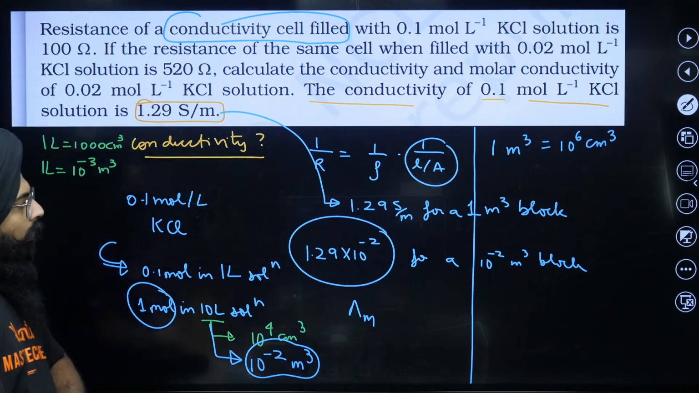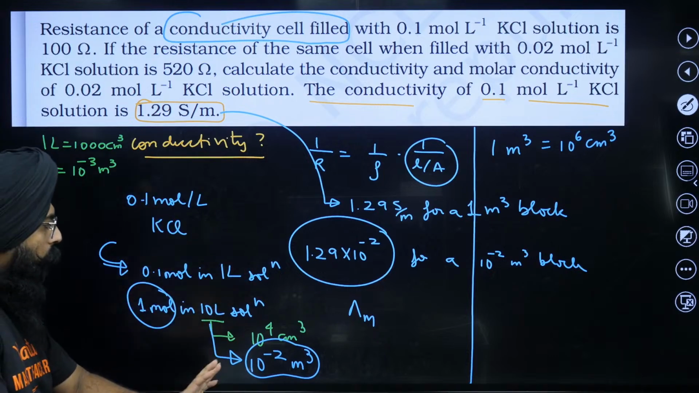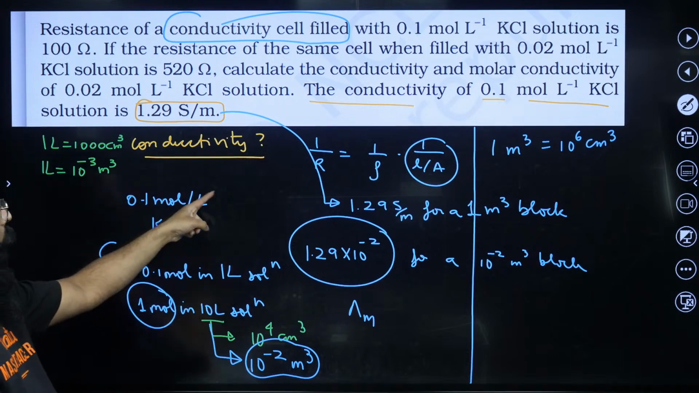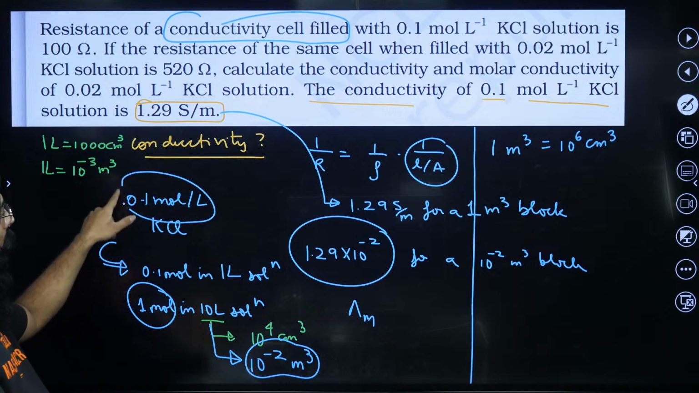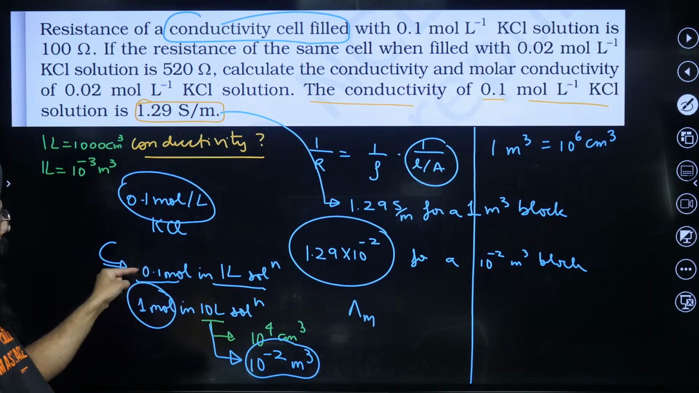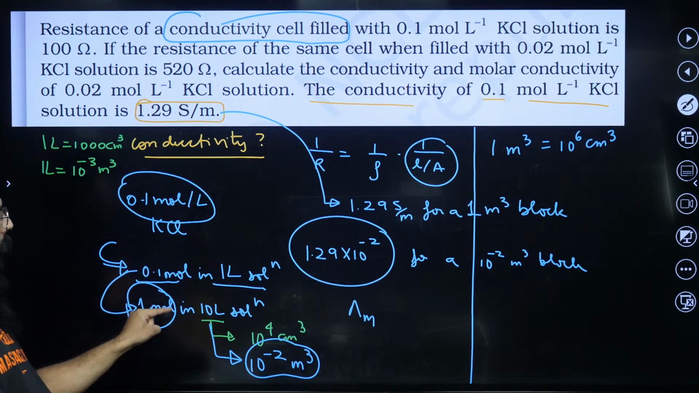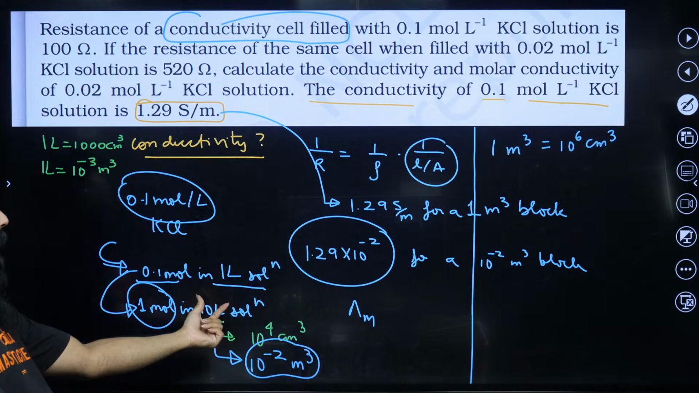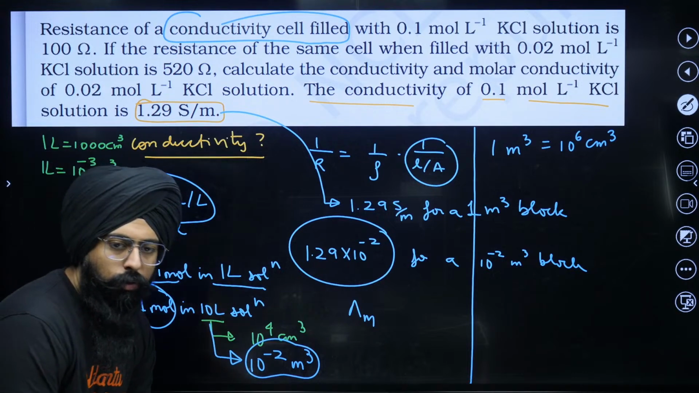Loons, bro, you are not converting mole per liter to meter cube. You are basically looking at this definition. This definition says I have 0.1 mole in 1 liter of solution. So by that definition, I can say I have 1 mole in 10 liter solution. What is 10 liter? 10 liter is equal to 10 to the power minus 2 cubic meters.